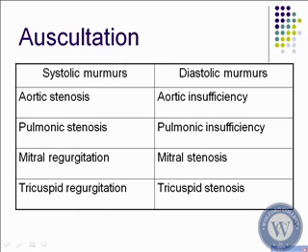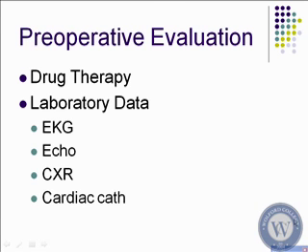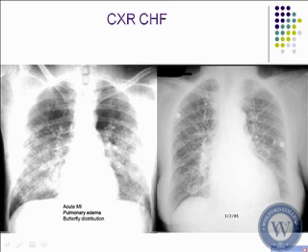Now, preoperative evaluation: you need to know the drug therapy the patient is on, of course, and the laboratory data, including echocardiogram, being the most important of all these studies, because it demonstrates pretty much what kind of valvular abnormality you have. And then you also want a cardiac cath study because you want to know if you have underlying coronary artery disease that you might have to deal with.